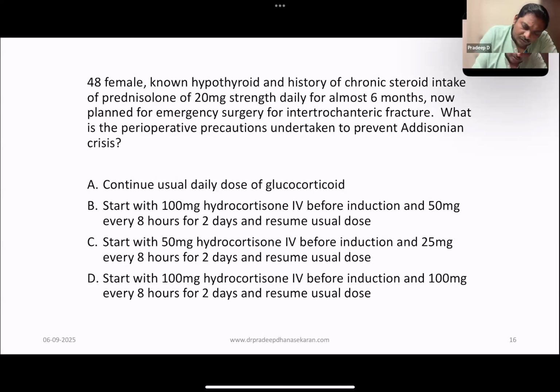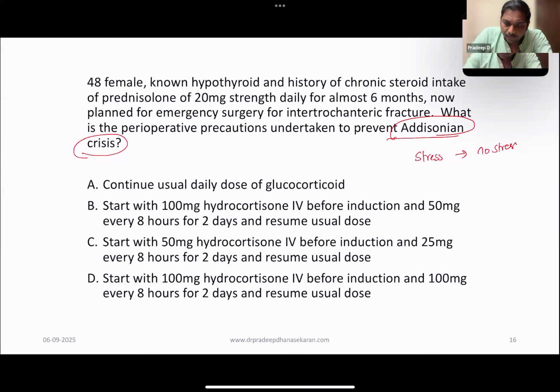First, you must understand what an Addisonian crisis is. An Addisonian crisis usually happens whenever there is any stress and there is no stress response. Surgery itself is a stress, right? So what is the stress response? Your hypothalamo-pituitary-adrenal axis should be intact. That is, the HPAA should be intact to achieve a stress response to surgery.